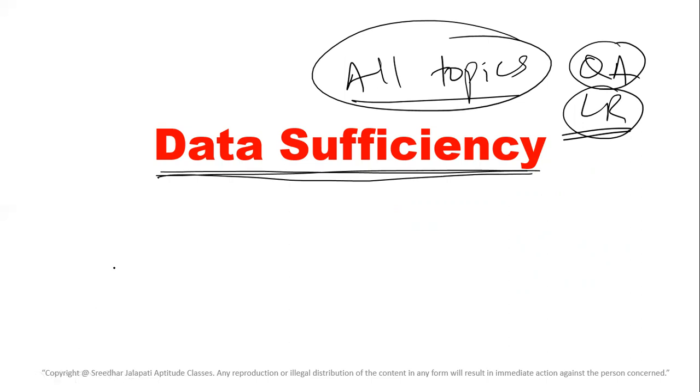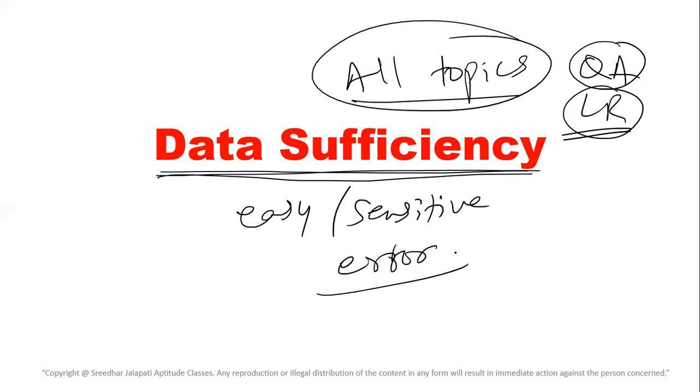And let me tell you, the topic appears to be easy, but at the same time, very sensitive. That means there is a lot of chance of making errors here. Confidently, you pick up one answer, but at the end of the day, you may see a different one as the correct answer. So the topic is easy, but at the same time, you need to be very careful in answering the questions. So why wait then?